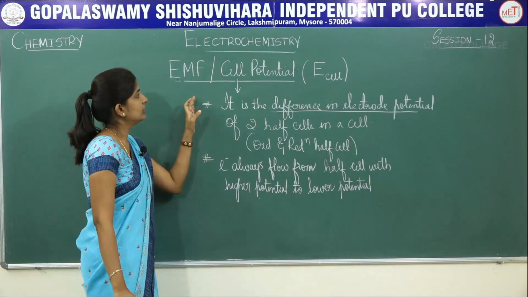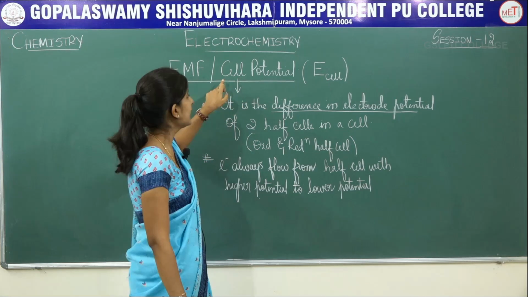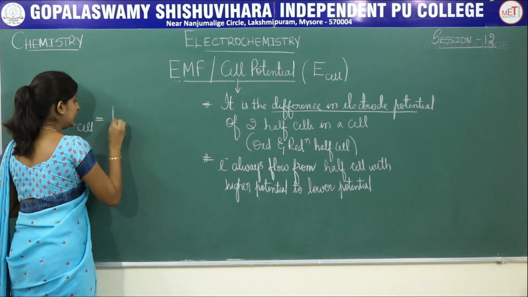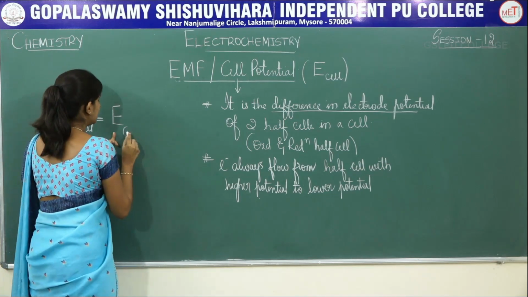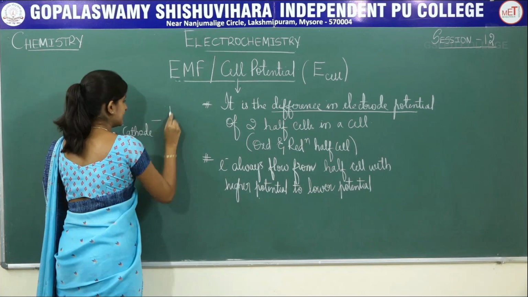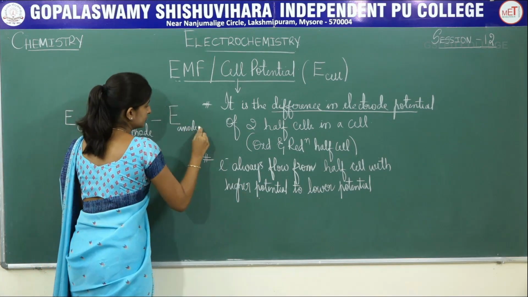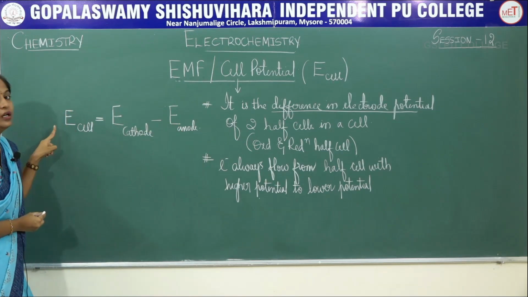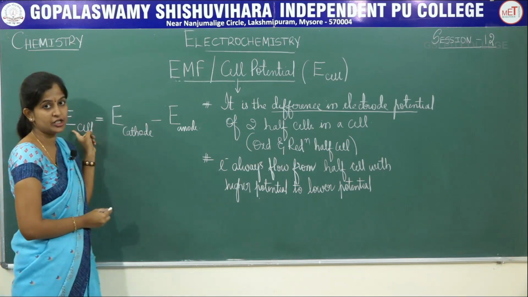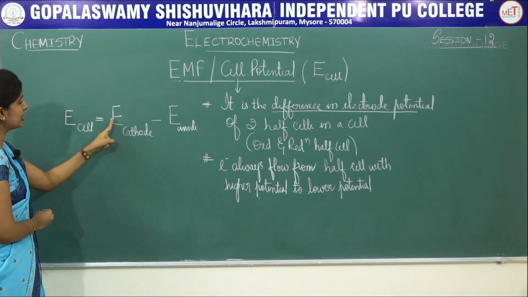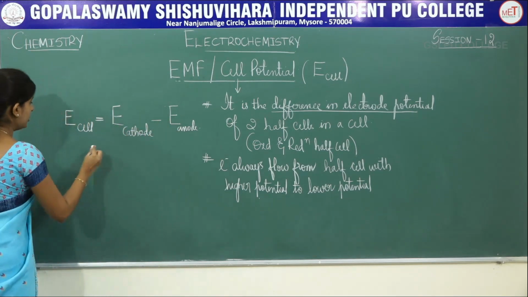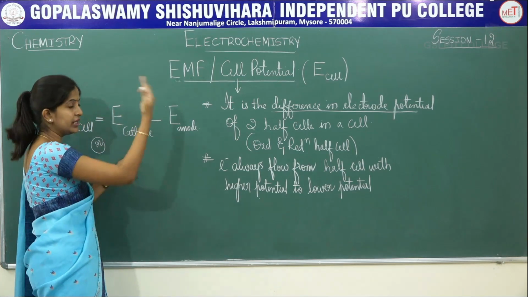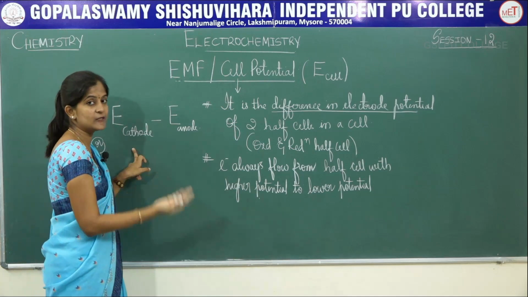The E cell, that is your EMF or cell potential of a cell, can be determined by using an equation: E cell is equal to E cathode minus E anode. That is, electrode potential of cathode minus electrode potential of anode. This is the representation to calculate the cell potential of a particular cell. Or I can also write it with the cathode on the right hand side and the anode on the left hand side.